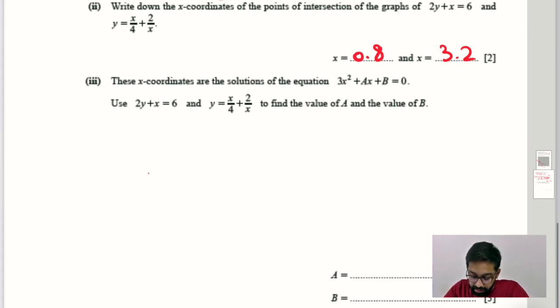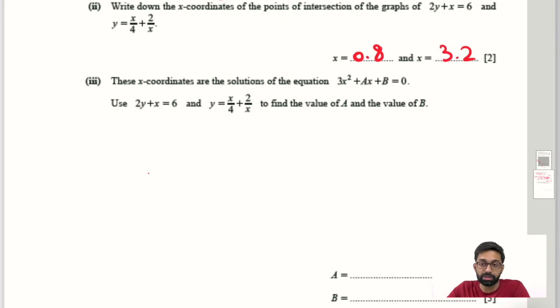The question says these x coordinates are the solutions of the equation 3x squared plus ax plus b equal to 0. Use 2y plus x equal to 6 and y equal to x over 4 plus 2 over x to find the value of a and the value of b. Remember this: when you have two variables in a single question and you need to find the value of both the variables, you need to solve these two equations simultaneously, or best use the substitution method, because the substitution method in this case is pretty easy. The elimination method would be difficult, or the graphing method would also not give you the exact values.